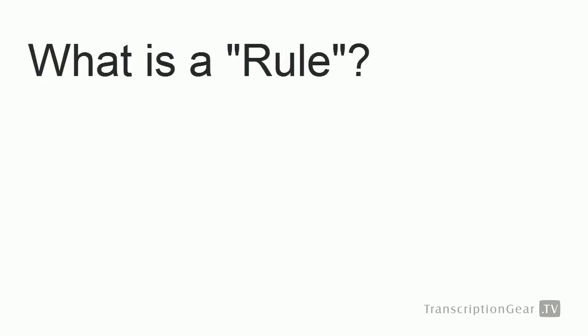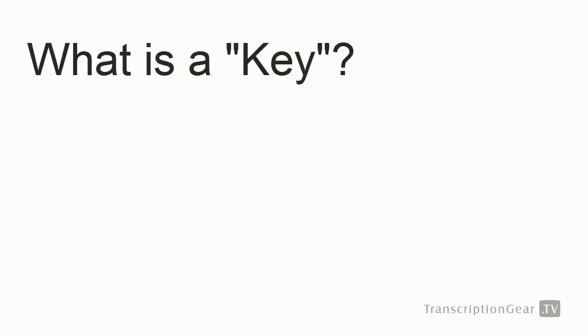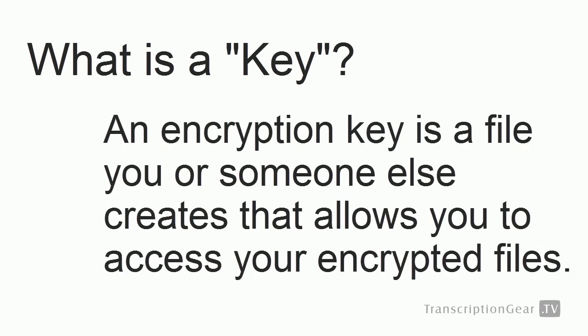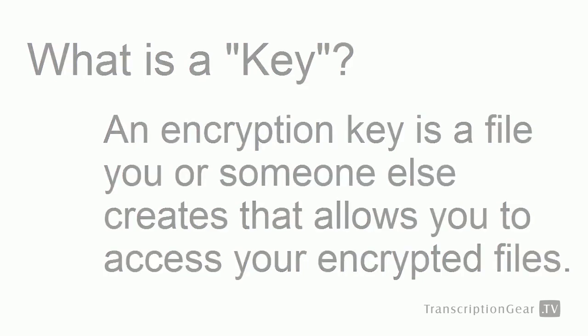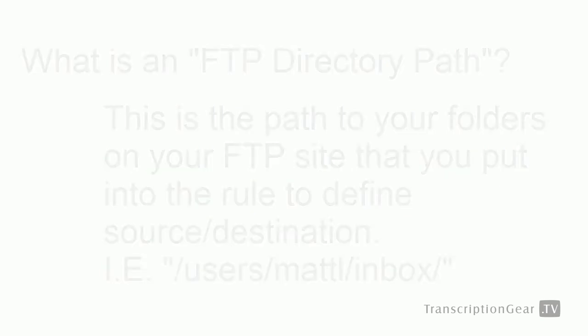Now, before we hop right into the software, there are three things you have to understand about the GearXport software. First is, what is a rule? A rule, put simply, is a set of instructions you give GearXport that tells the software how to handle files such as sending, receiving, and exporting. Next is, what is a key? An encryption key is a file created either by you or someone else that allows you to access your encrypted files. And lastly, what is an FTP directory path? The FTP directory path is something you stipulate during setting up of a rule, and it allows you to tell the software where to upload and download files to, whether it be certain folders on your FTP site.